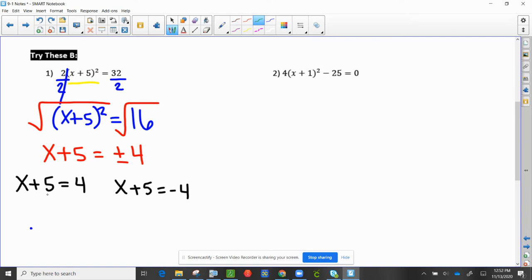So if I subtract 5, 4 minus 5 is negative 1. If I subtract 5 on my other equation, negative 4 minus 5 is negative 9. So there we go. Okay, let's try one more. I'm going to help you guys set this one up, and then you are going to finish it. So here in number 2, we have 4 times x plus 1 squared minus 25 is equal to 0.